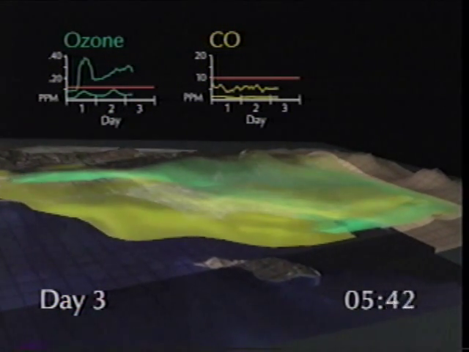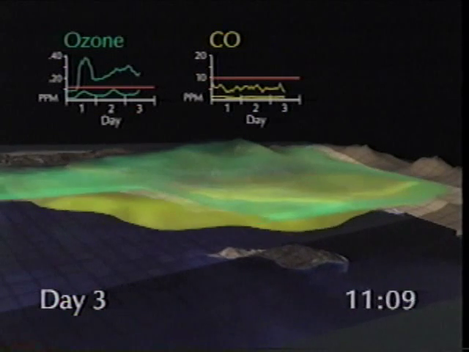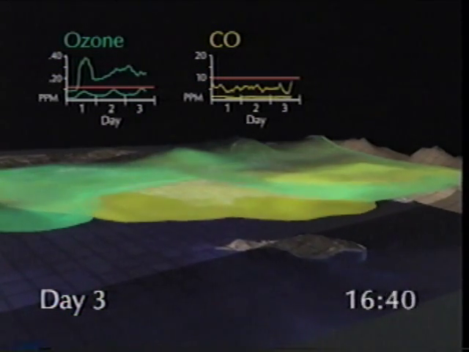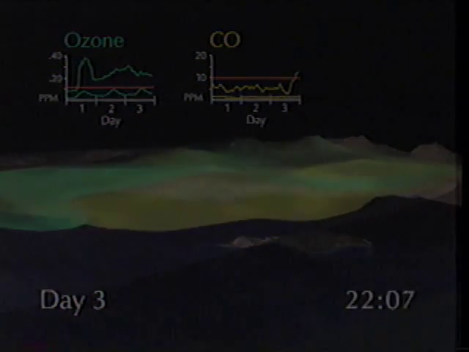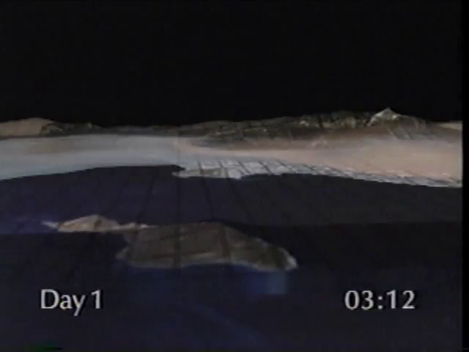These graphs show the average and peak pollutant concentrations on the ground. A red line indicates the National Air Quality Standard. Nitrate, sulfate, and carbon particles make up the visible components of smog which build up and obscure the sunlight.